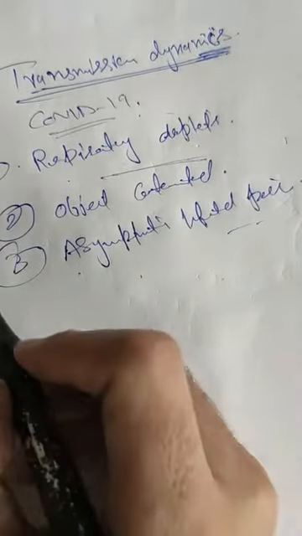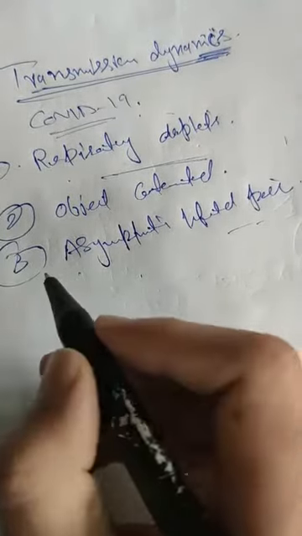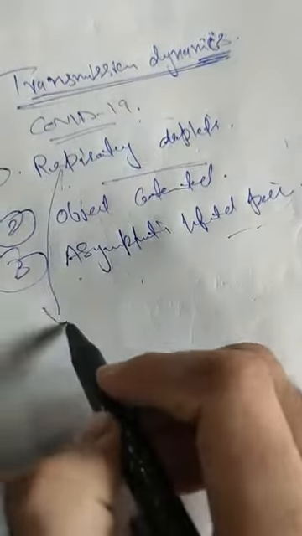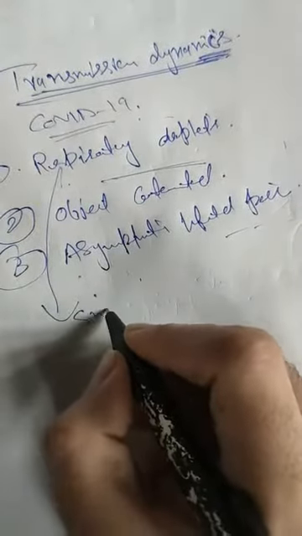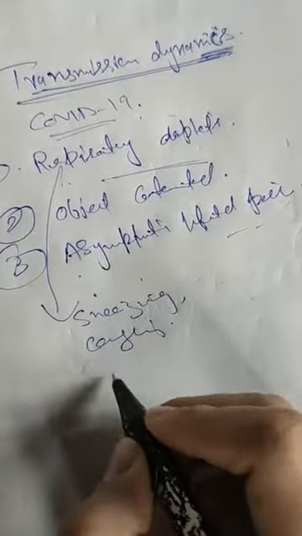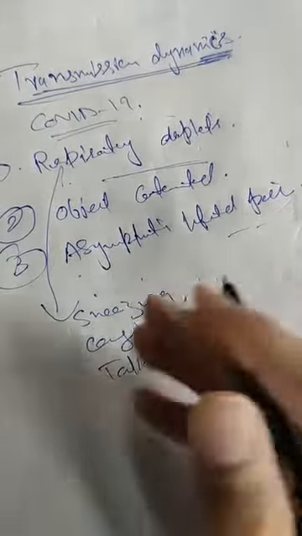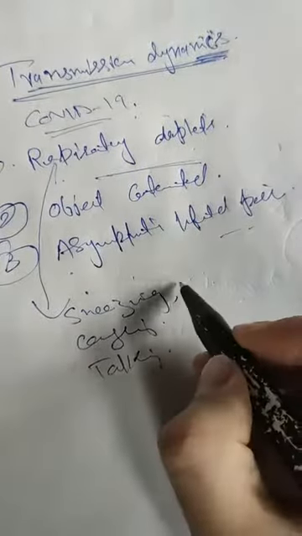Now we'll see these respiratory droplets, how they can be generated. They can be generated by sneezing, by coughing, by talking. Right, these are the main ways these respiratory droplets can be generated.